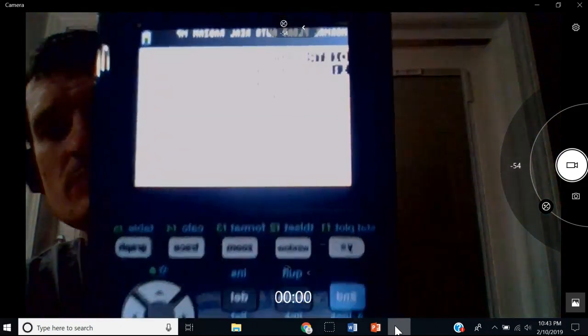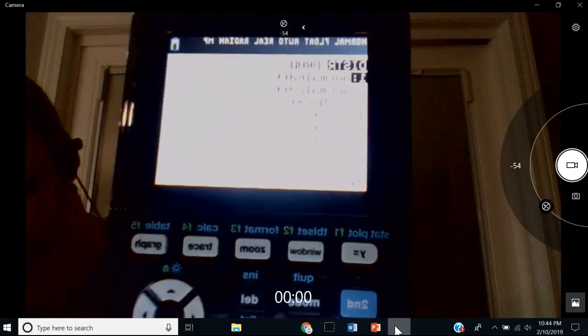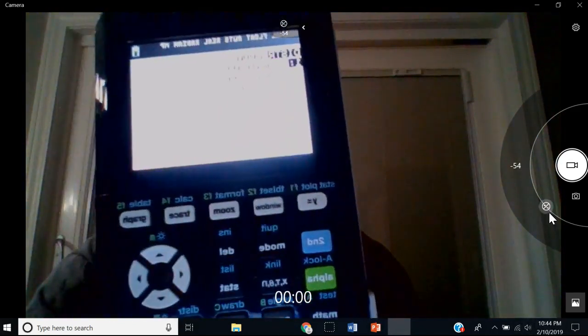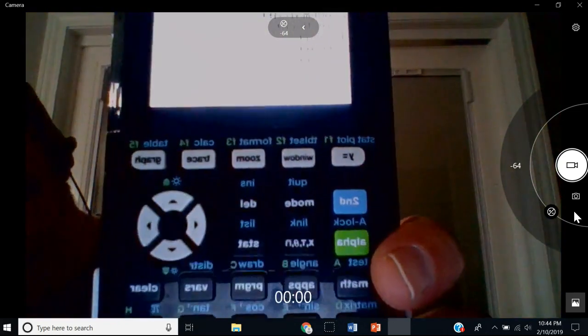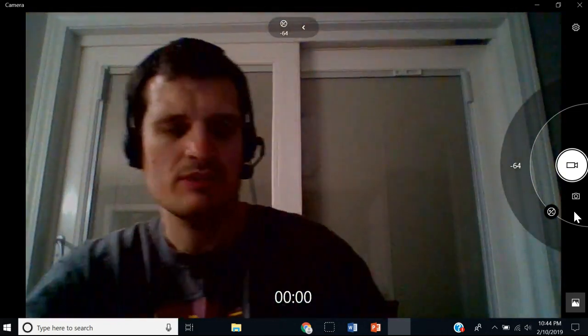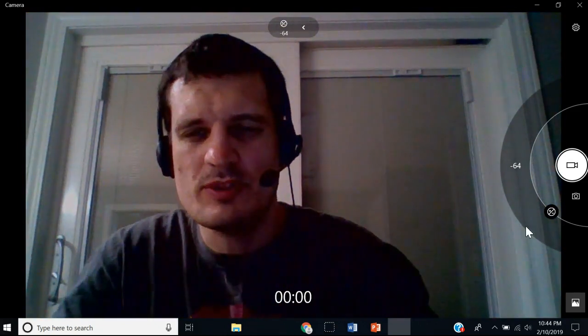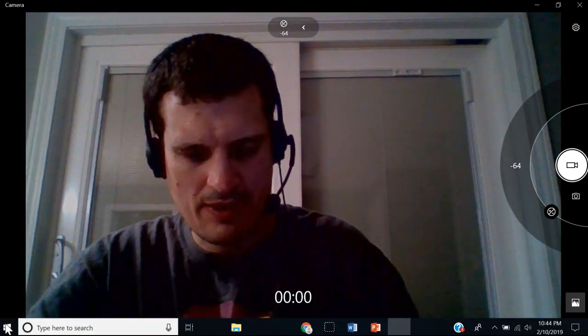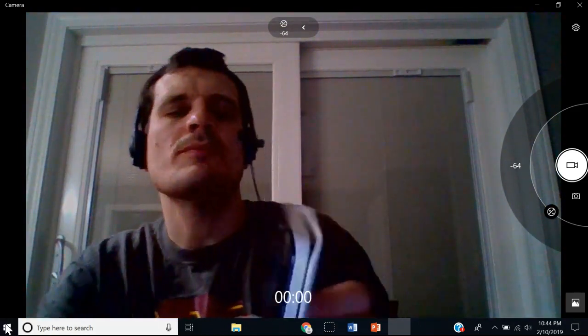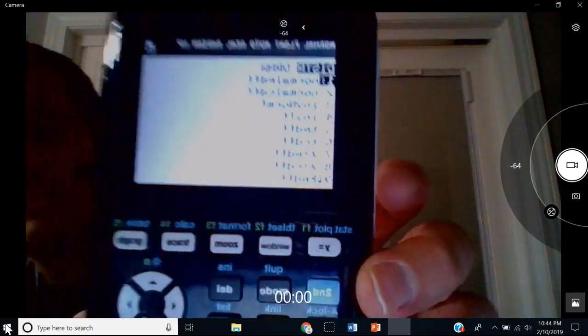Hopefully that comes into focus here. Put the brightness down a bit. Maybe my calculator needs a little bit of brightness adjustment. Hold up. All right, I think I fixed it now. So, brightness adjustment.